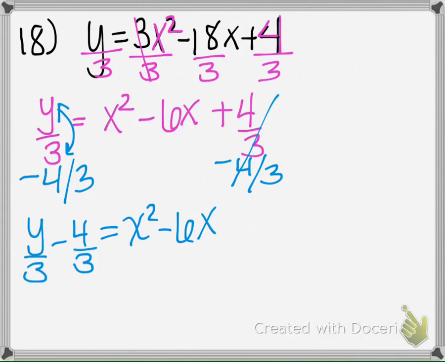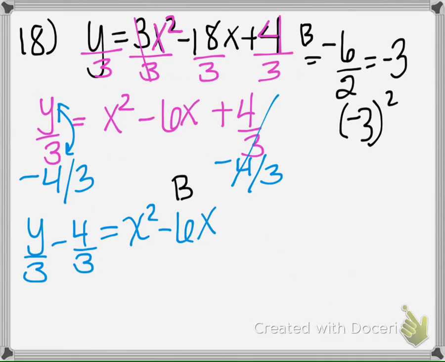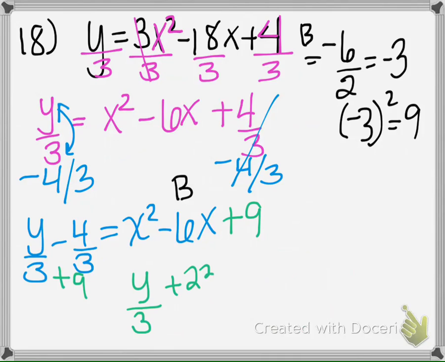And now we're going to complete the square. So we're going to take our b value, which is -6, divide by 2, and then we're going to take that value and square it. So we're going to put a 9 on both sides. So we're going to put 9 here and 9 here. So -4/3 plus 9 is 23/3.